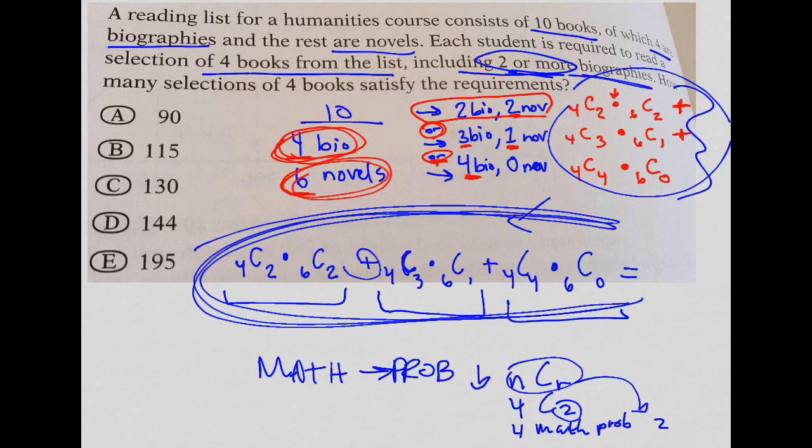Obviously be careful with the additions versus the multiplication symbols, and you should get 115 different ways that a student can satisfy that requirement. And that's it.